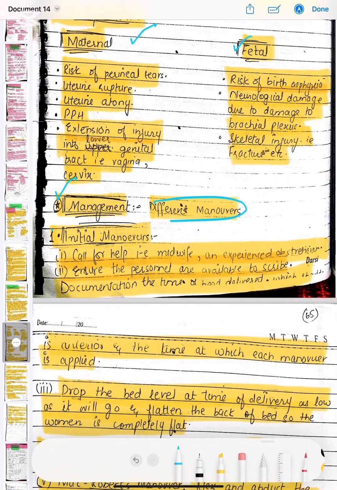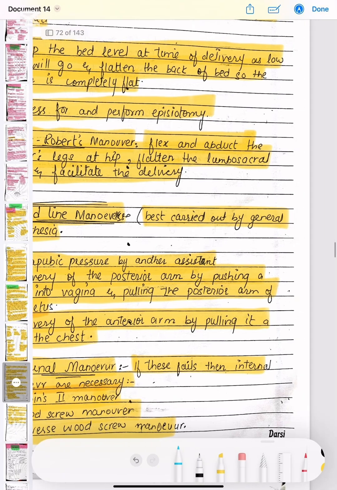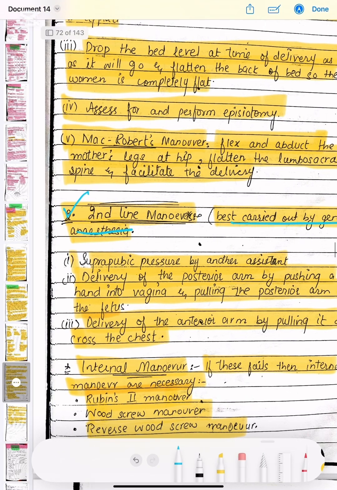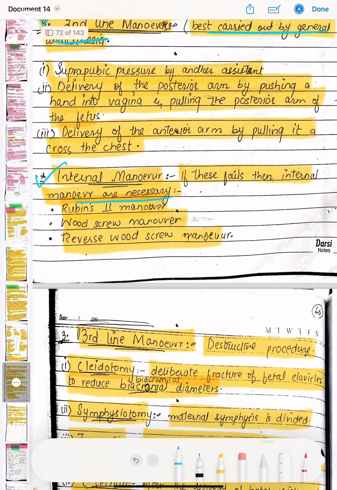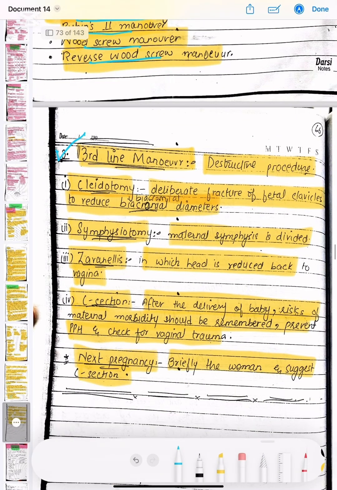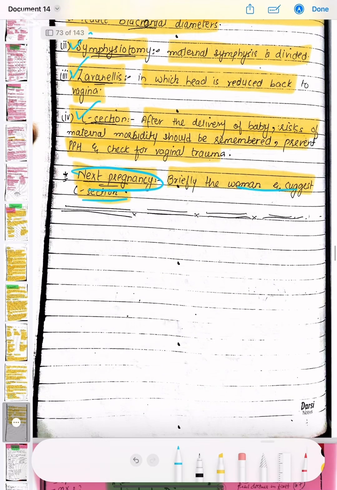First of all, the initial maneuver is applied. Then the second line maneuver is applied, and it is best carried out by general anesthesia. Then the internal maneuver is applied. If these fail, then internal maneuvers are necessary, that is Rubin's 2 maneuver, wood screw maneuver, and reverse wood screw maneuver. Then the third line maneuver is applied, which is a destructive procedure, and it is cleidotomy, symphysiotomy, Zavanelli, and C-section. And for the next pregnancy, brief the woman and she is suggested C-section.